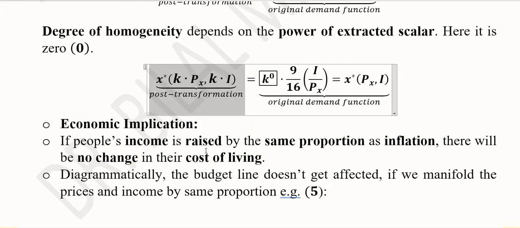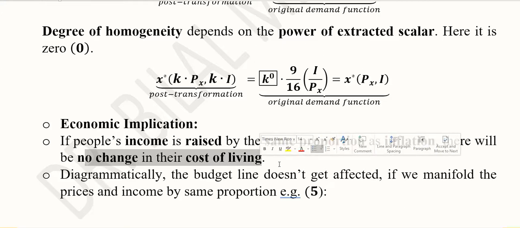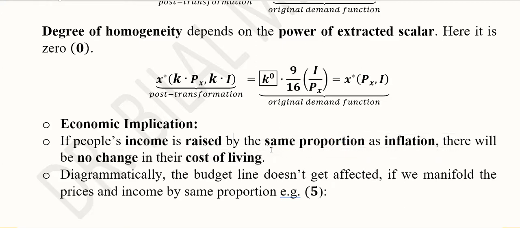Now the economic side of this transformation is that if people's income is raised by the same proportion as inflation, that is, the income I is increasing, and by inflation we mean that all of the prices, in this case we are considering one price right now, so if there are more than one price, they will also increase in the same proportion. And if this happens, then there will be no change in their cost of living, because the proportion in which the income is increasing and the prices are increasing is the same. So they will nullify each other and there will be no effect on the cost of living.